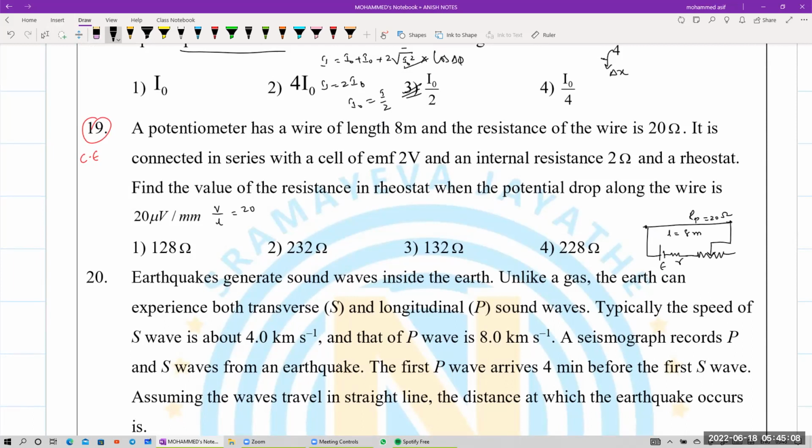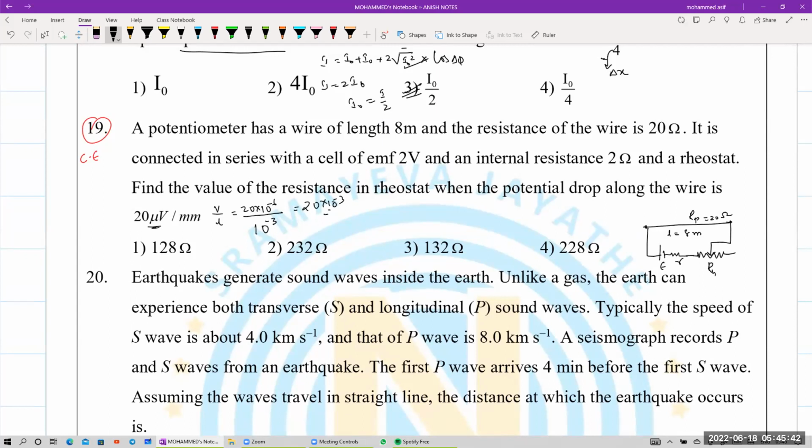So that is 20 into 10 to the power of -6, microvolts, divided by length. Length is given as per meter, per mm, isn't it? The potential drop along the wire is 20 microvolts per mm. That means 10 to the power of -3, and then 20 into 10 to the power of -3.